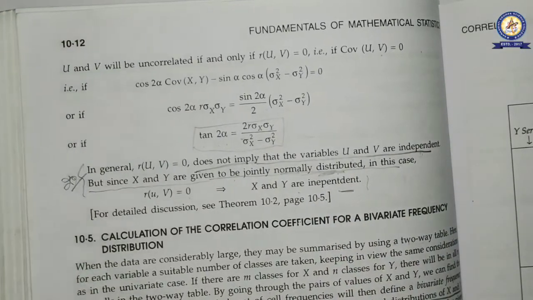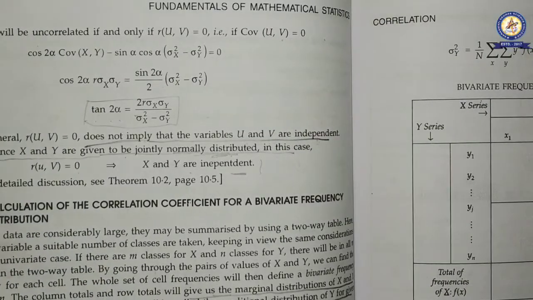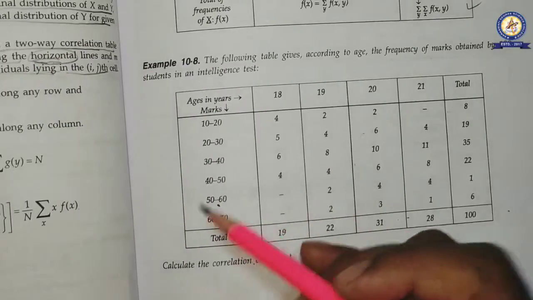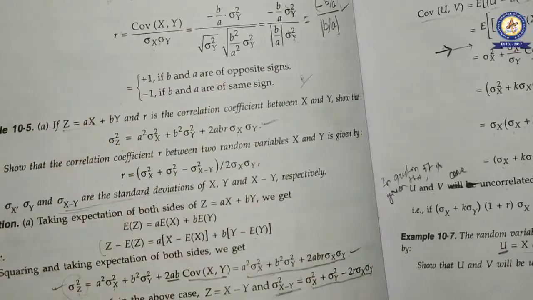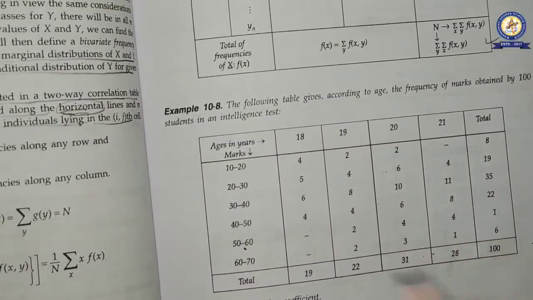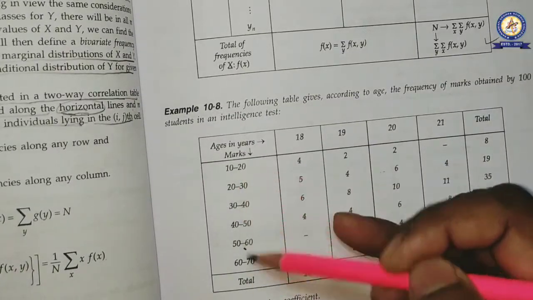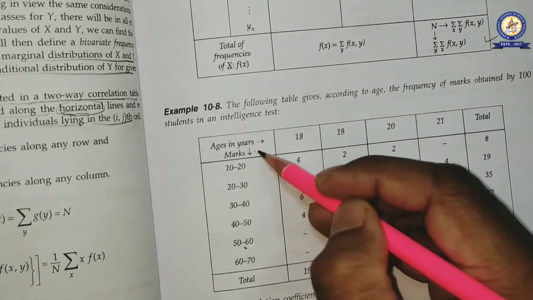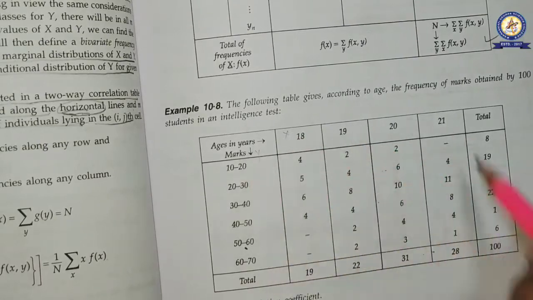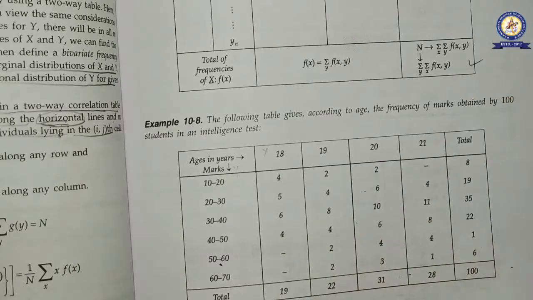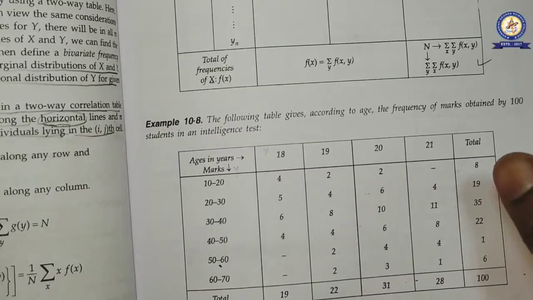So here we have to stop our discussion. In our next class we are going to discuss another type of question. Up to this much we have discussed x and y as two random variables, but if we have classes for one variable, suppose this is your variable y and this is your variable x, this type of question is there, and corresponding frequencies are there. So how we are going to find the correlation coefficient, we will discuss in our next class.